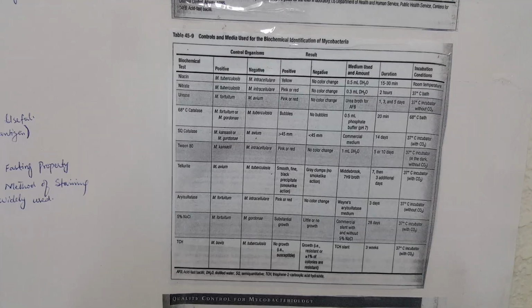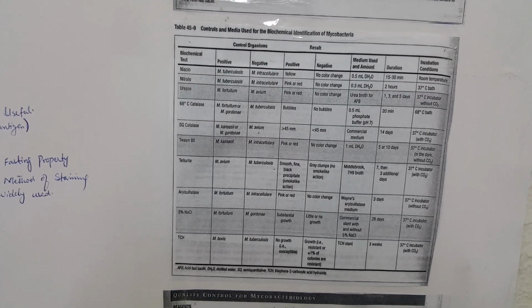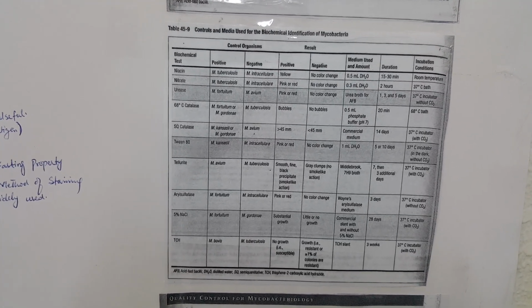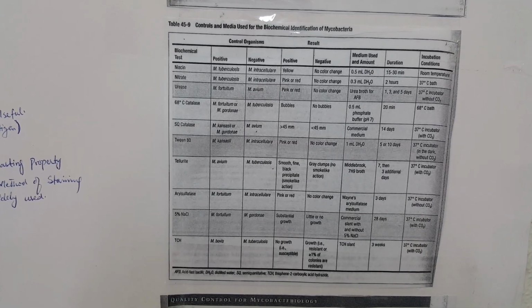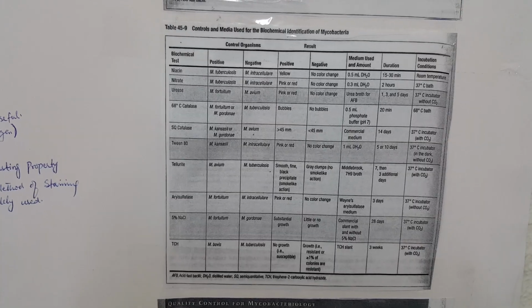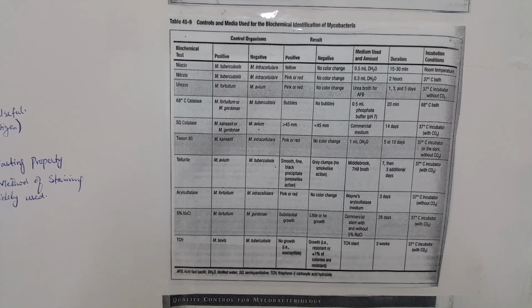This is the biochemical chart for Mycobacterium tuberculosis and some of the pathogenic strains of Mycobacterium. We explained the positivity already, so this is just for reference.